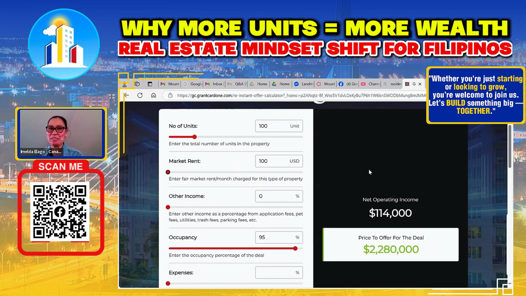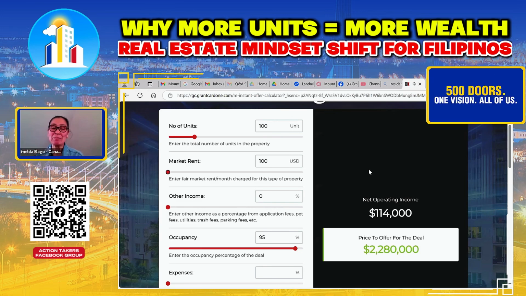Sige, any questions dito sa ating calculator na to? So you can actually throw in any numbers here and then find out. Ang galing ng number of units. Always remember, the most important number in multifamily investing is the number of doors. Kasi yun naandoon ang scale.